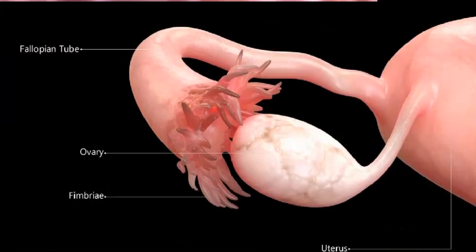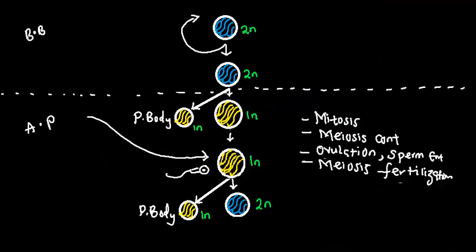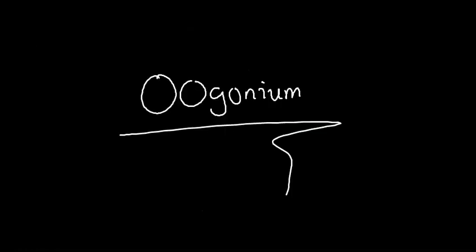Here we have the typical picture of the ovaries. As you can see, this is what we call the uterus, and here we have the ovary, fimbria, and the fallopian tube. And we all need to understand that every living organism has to follow this process in the female ovum.